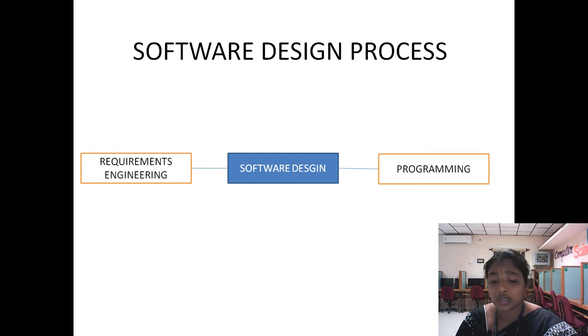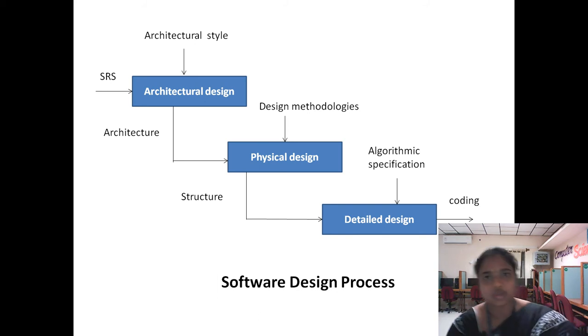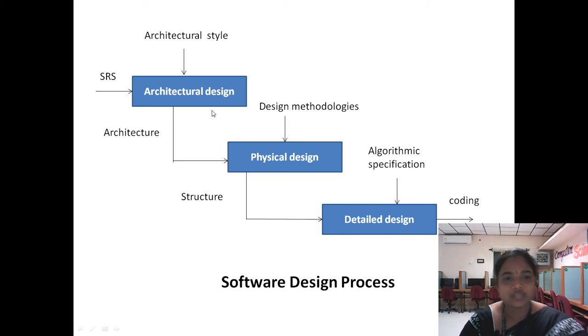Here the software design process basically consists of 3 design phases or design levels: architectural design, physical design and detailed design. There are 3 design levels, or we can say design phases, in designing the software. First we will discuss architectural design.